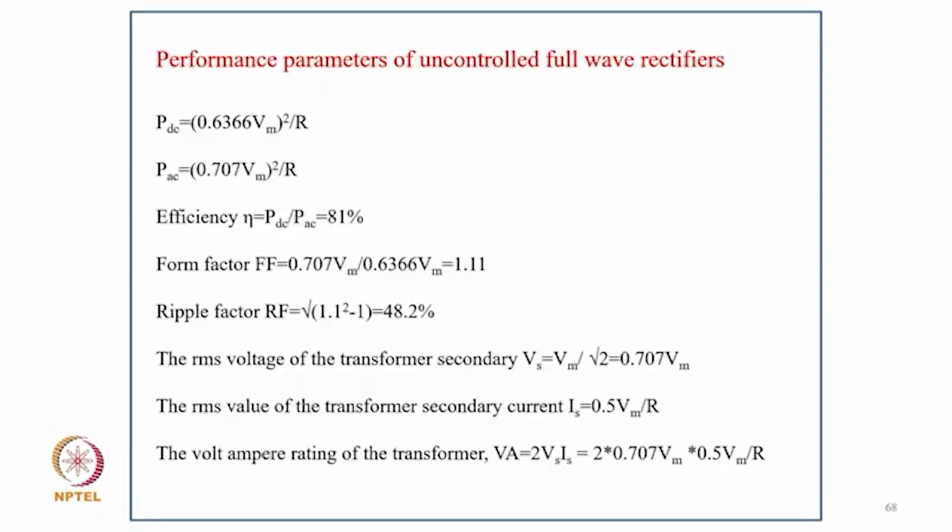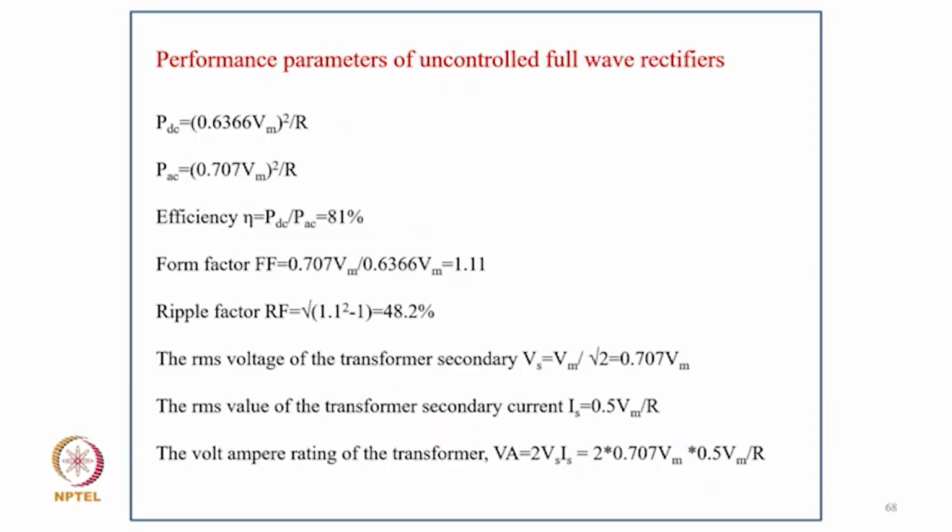And typically PDC equal to 0.6366 Vm square by R, and PAC is 0.7071 Vm square by R. So efficiency is PDC upon PAC, that is 81%, and form factor is 0.707 Vm upon 0.6366 Vm, that is 1.11, and ripple factor is under root of 1.11 square minus 1, that is 48.2%.